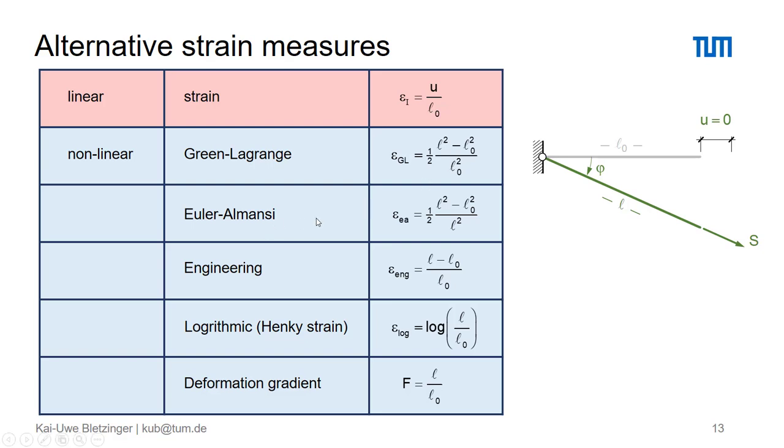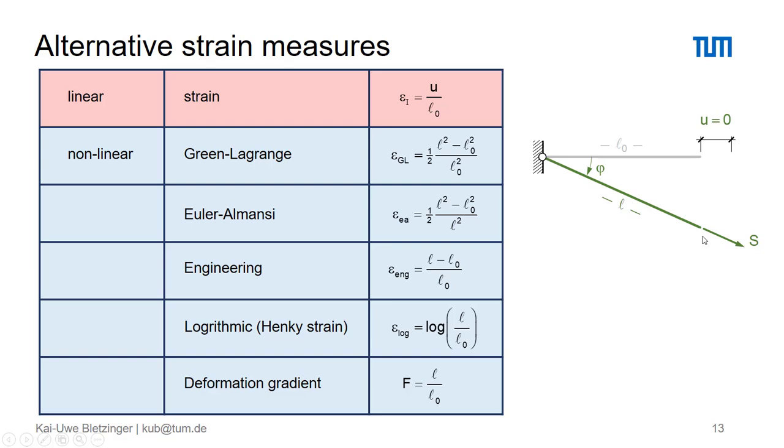There are the Euler-Almansi strain, the engineering strain, the logarithmic strain, and we can also take the deformation gradient as a strain measure. You see the differences in this case are that we replace the initial length by the actual length here in the denominator. Here it looks pretty much identical to what we have learned from theory of first order. The difference, however, if we look at the engineering strain, is that the deformed length and the undeformed length are measured in different directions. The undeformed length horizontally and the actual length in this rotated orientation.